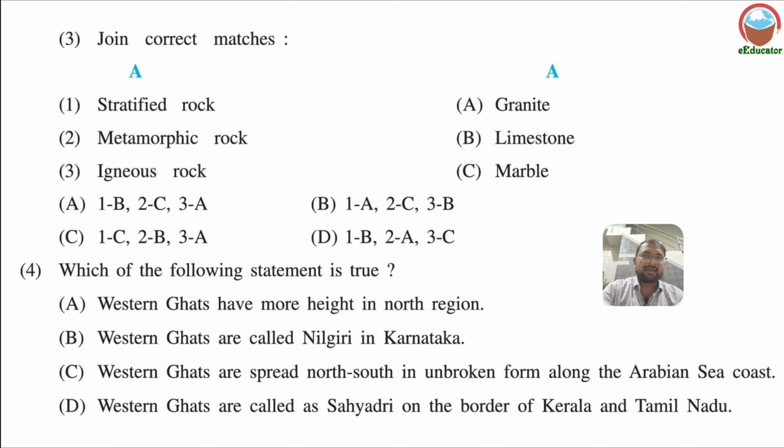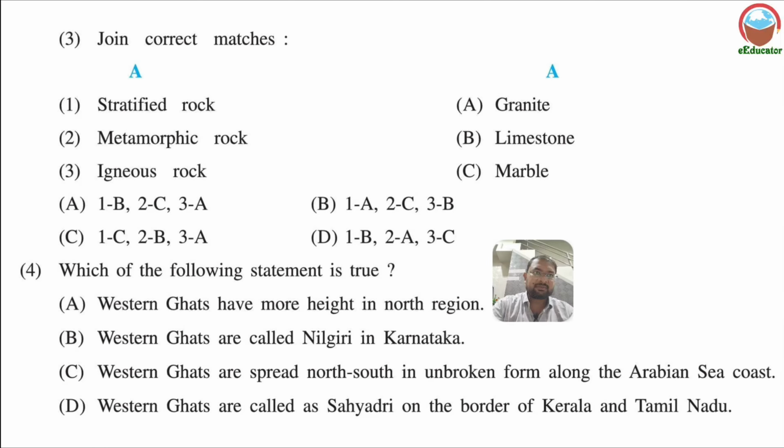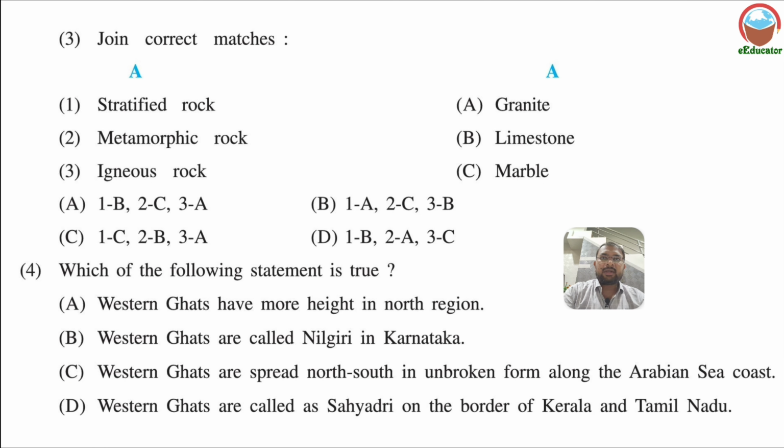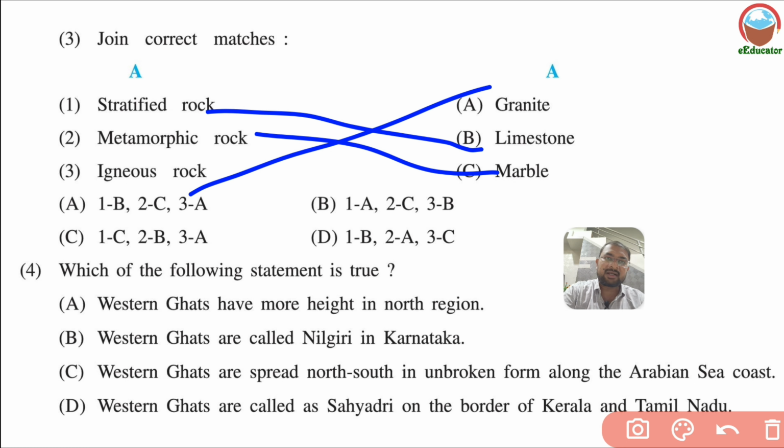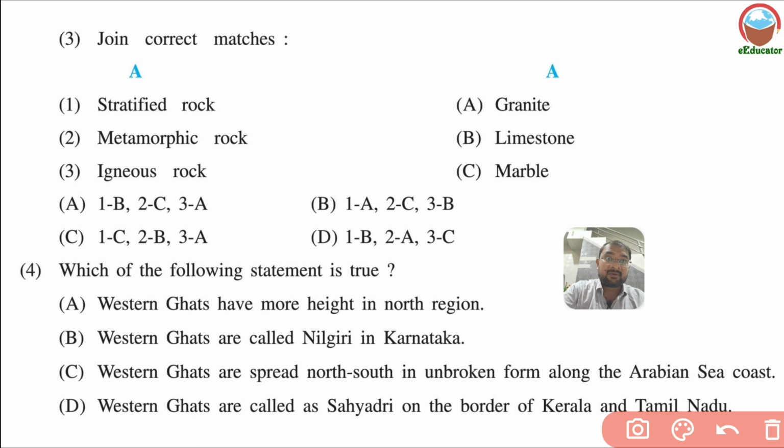Join the correct match. Stratified rock, an example of stratified rock. You can say sedimentary or stratified. So stratified is limestone, metamorphic rock is marble, and igneous rock is granite. So what is the correct answer here? First, B. Magnesium, this one is C and A. Option A is correct.